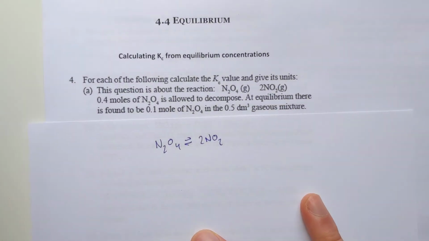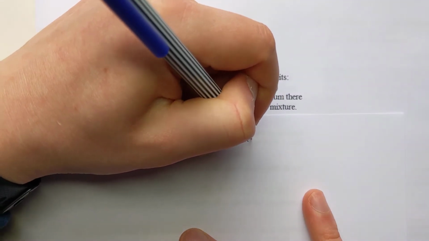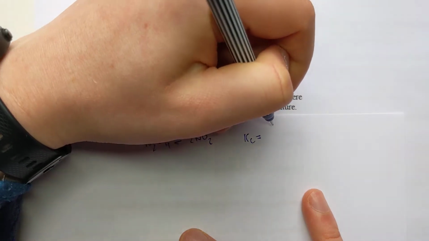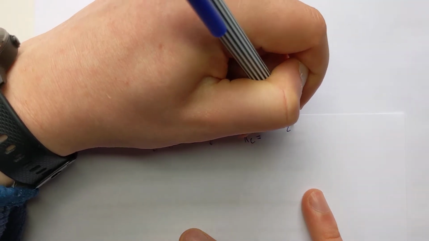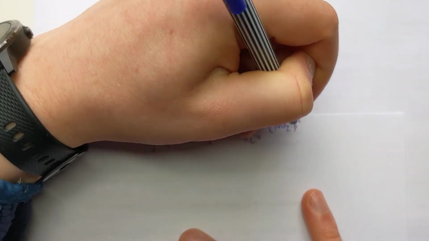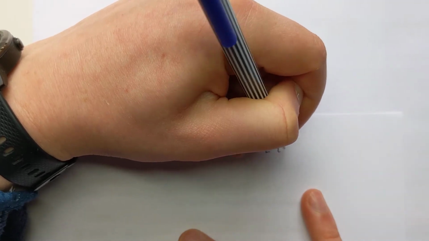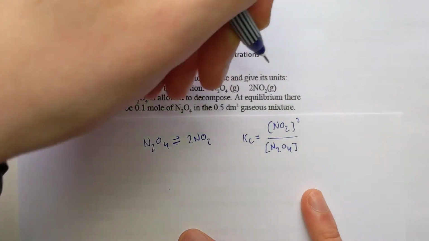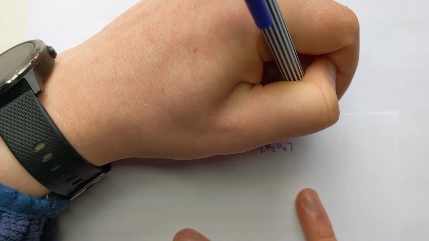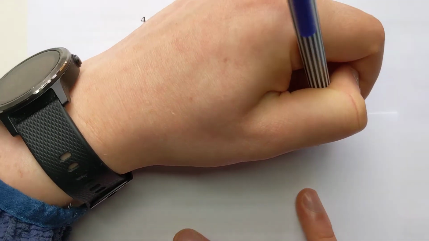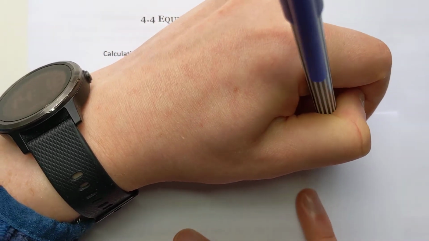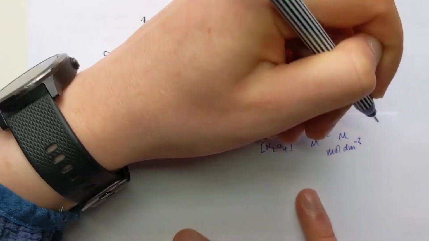So what I might do is just go ahead and make a Kc expression, just because I know I'll need it later on. So on top, we're going to have NO2 concentration squared over the concentration of N2O4. Units, it's going to be moles per decimeter cubed squared over moles per decimeter cubed, which is just the same thing as moles per decimeter cubed.